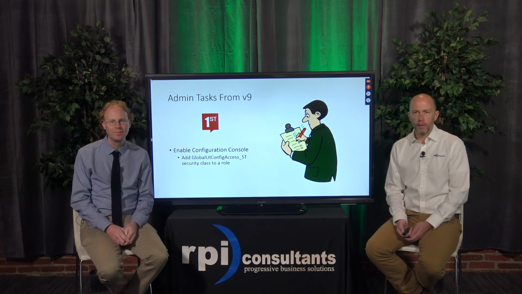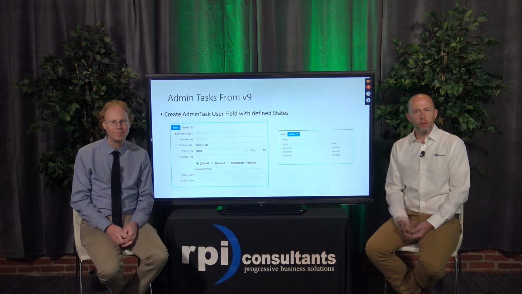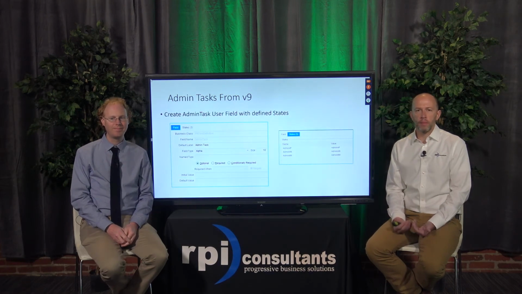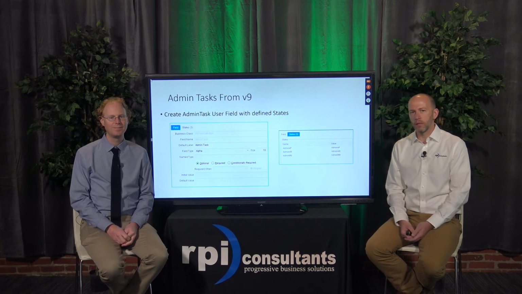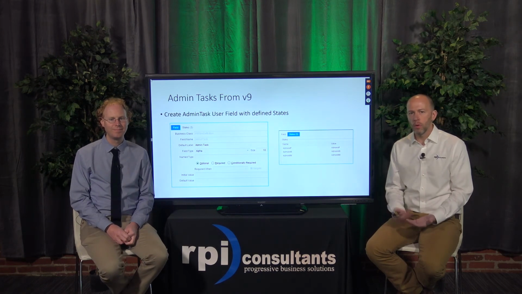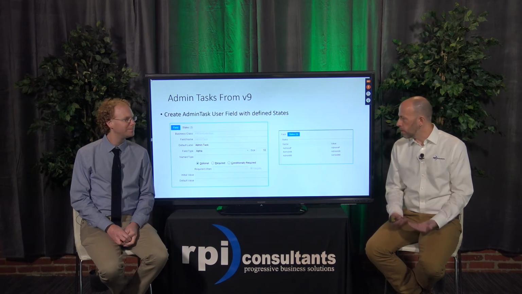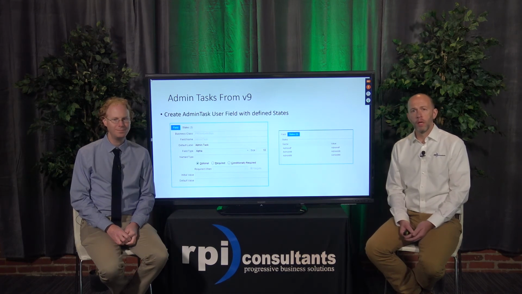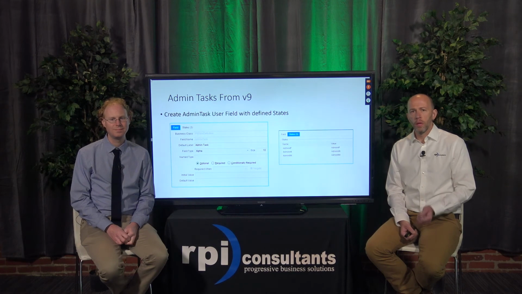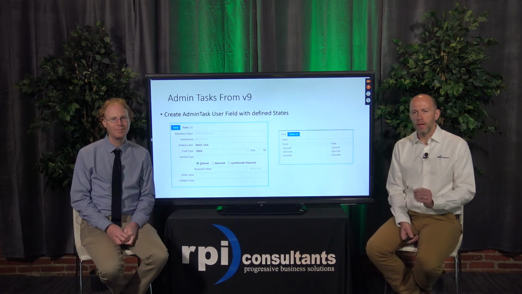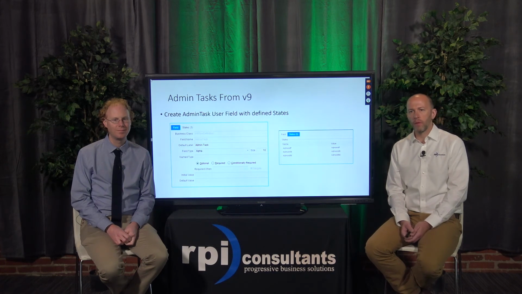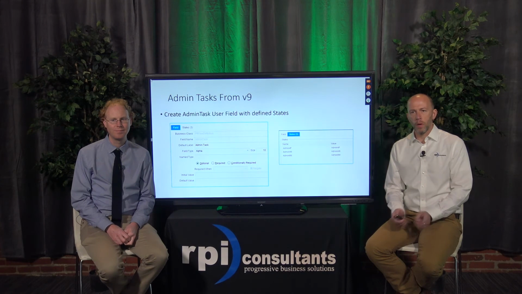Once you have that access, we're going to create a user field called admin task and define this with certain states. In this example, I'm breaking out the administrative responsibilities to AP, HR, and materials management. So I'm creating that user field with those three states. Now I'm going to create this on the PFI work unit and the PFI flow definition business classes. And we'll step through where that then gets applied.